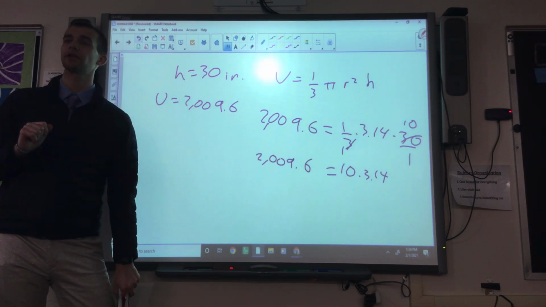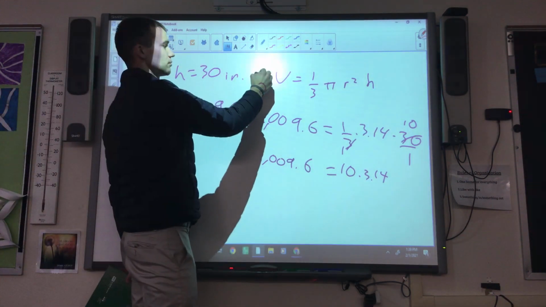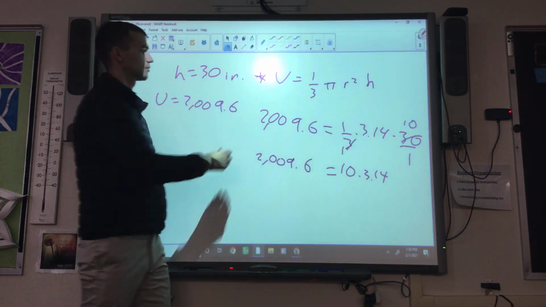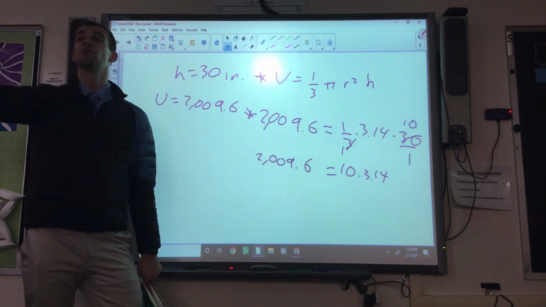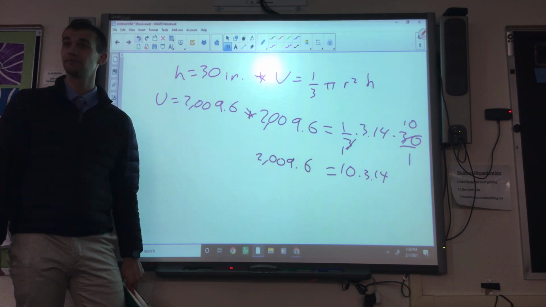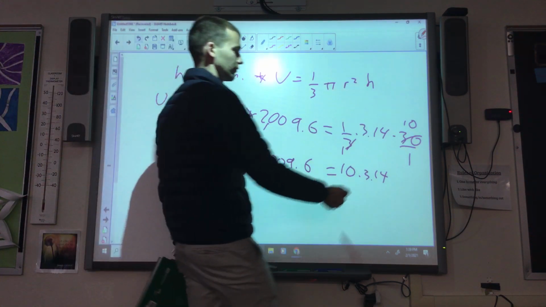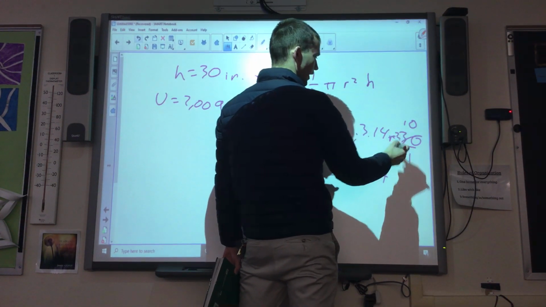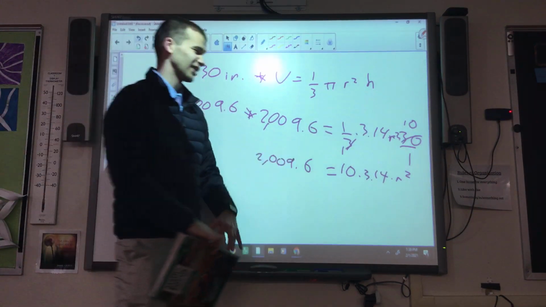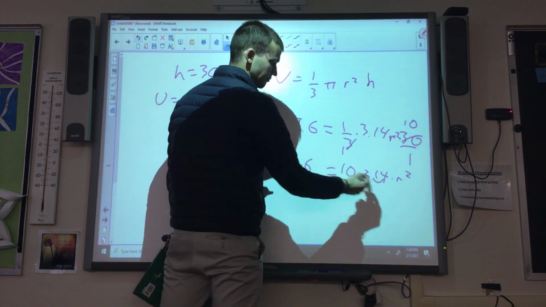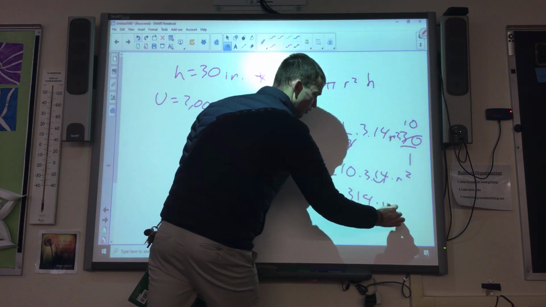What did I miss here? I forgot something. Look at the formula. From here to here, I lost something. Not r squared. I forgot r squared. Why is that important to not forget? It's part of the formula. It's literally what we're looking for. We're trying to find the radius here. So r squared, I'm just going to add that back in there. So here, I can actually just take it, and 10 times that becomes 31.4. So now I have 31.4 times r squared.